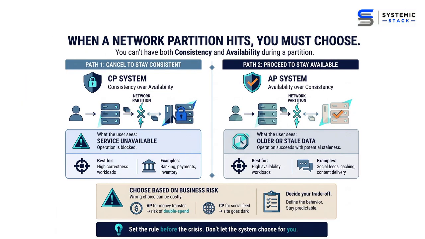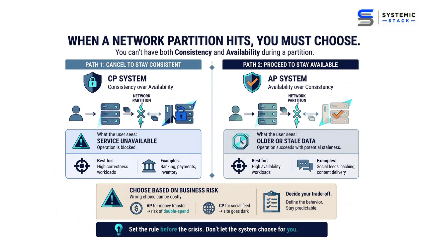When a network partition actually hits, you're forced into a fork in the road. You can either cancel the operation to maintain consistency, which we call a CP system, or you can proceed with the operation to maintain availability, which is an AP system. This works by setting a strict protocol for how nodes respond when they can't talk to their peers. What matters here is that it directly impacts your user's experience during a crisis.